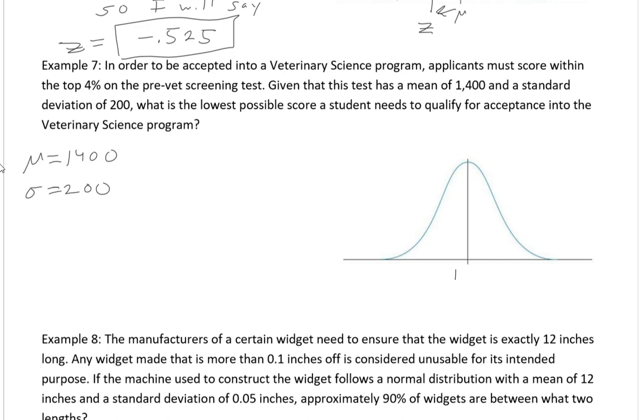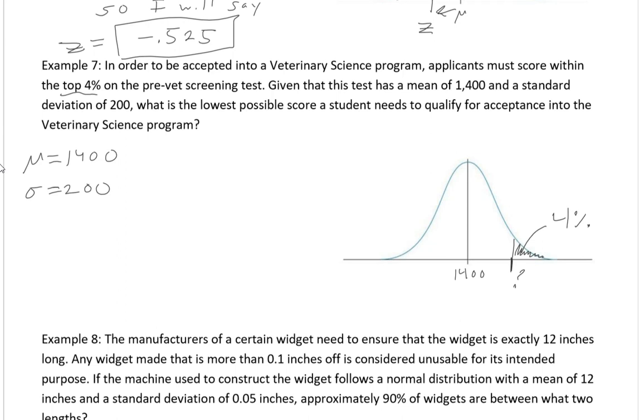All right, so on my graph, I have 1400 here, and what we're trying to find is the top 4%. That means we're trying to find this region up here such that this tail on the right side corresponds to 4%. That'd be the top 4% of individuals. And we're trying to find what this number is.